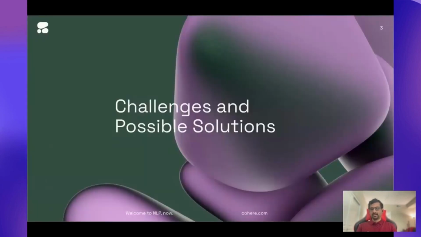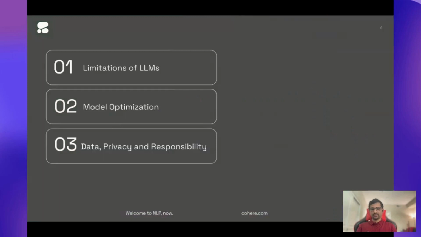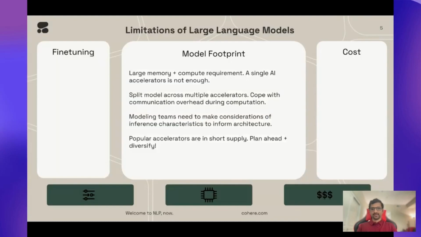So to dive directly into the challenges and some possible solutions, I'm going to break them down into three categories. These are certain limitations inherent to language models or general models, steps for model optimization, and lastly, something really important, the data privacy and responsibility part of these language models and offering them as a service.